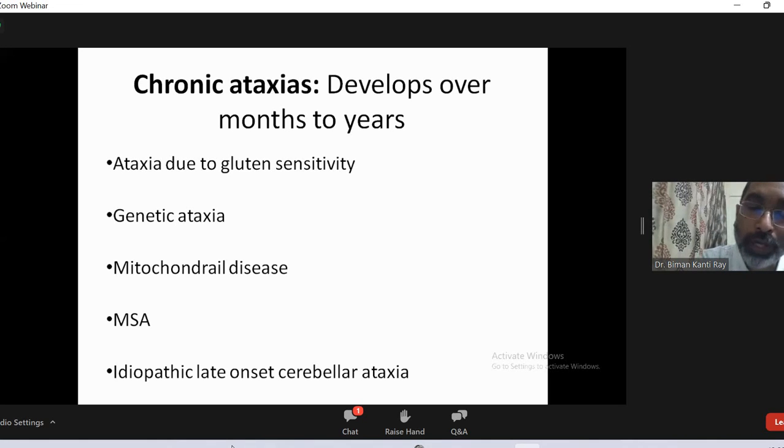Now, if we go back to our own case that I presented at the very beginning, this patient is 56 years old. Course is progressive, chronic. So chronic, progressive, late onset ataxia with prominent autonomic dysfunction with extrapyramidal involvement. So among all these possibilities, the first possibility that should come to a differential diagnosis is multiple system atrophy.